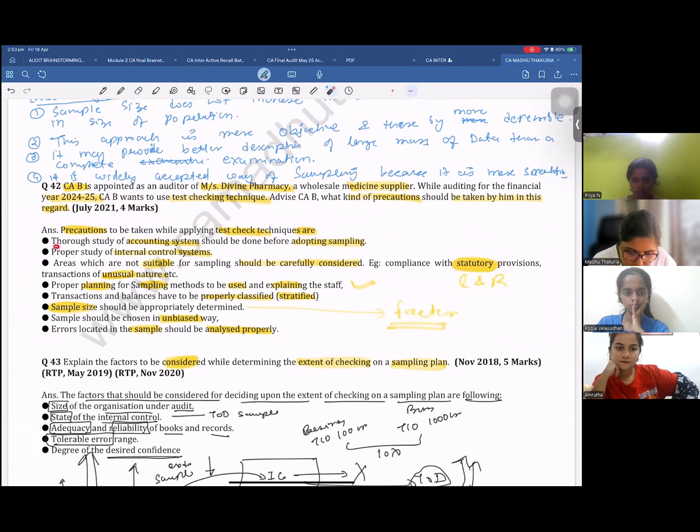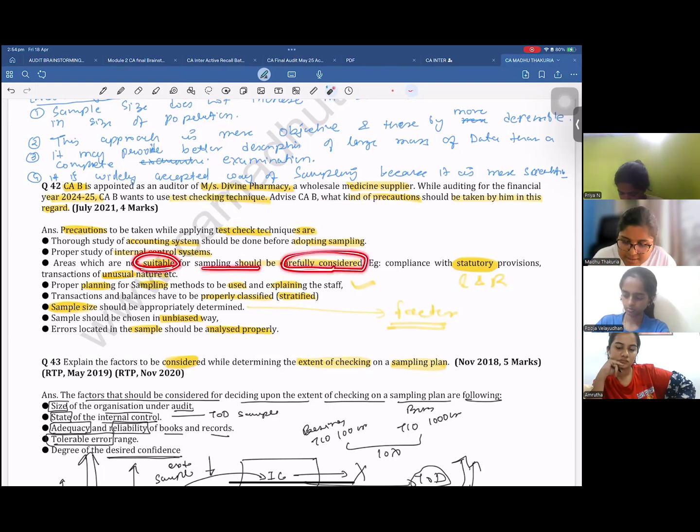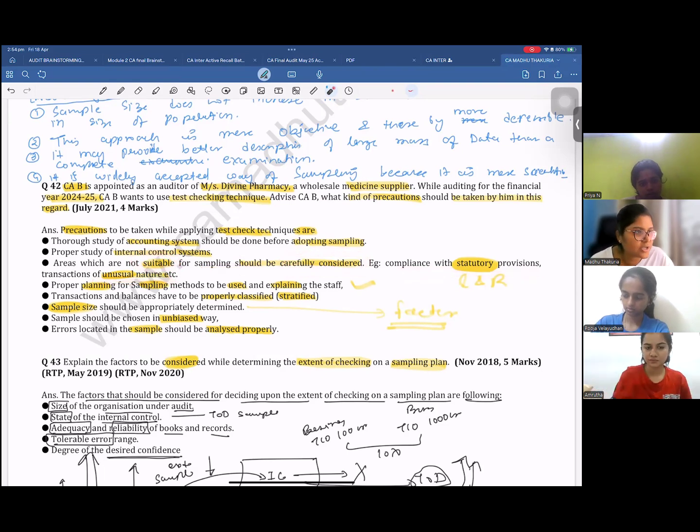A thorough study of the accounting system should be done before adopting a sampling. Based on whatever knowledge you have about the audit, including a proper study of internal control, you should apply that before you write the answer on how to test check. Test check means the sample you select and you do the testing on that. Then areas which are not suitable for sampling should be carefully considered. Example, compliance with statutory provisions, or transactions of unusual nature. You can't check those based on a sample, right? You have to check all the transactions there.